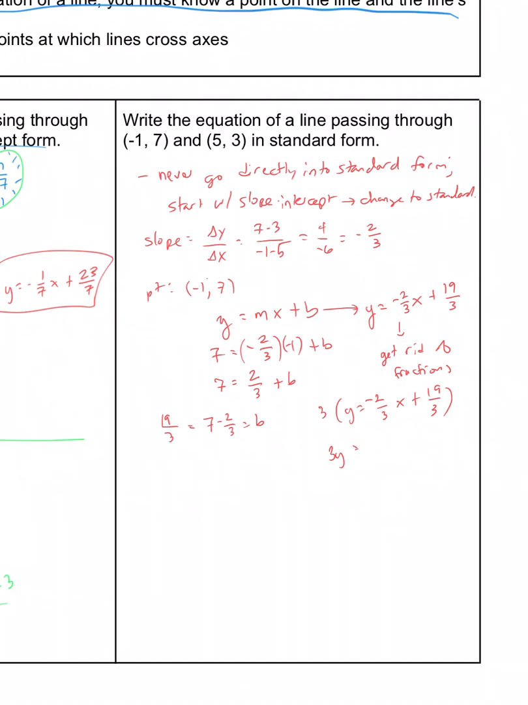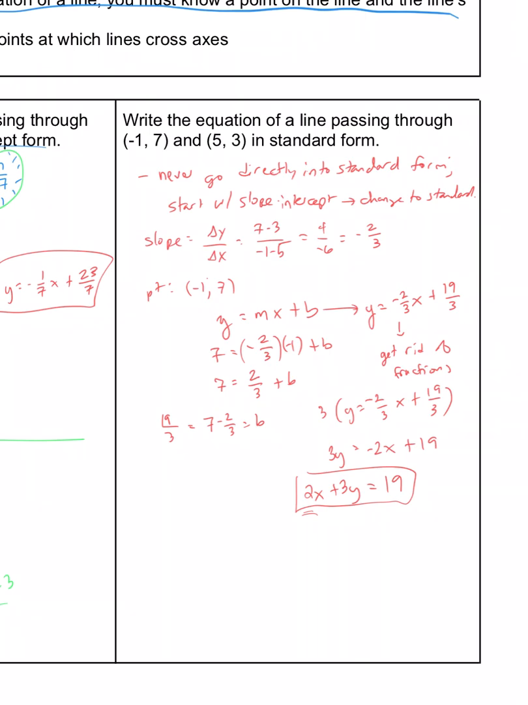3 times y is 3y, 3 times -2/3 x is -2x, 3 times 19/3 is 19. And then I need to move the x and the y to the same side. So I'm going to add 2x to both sides and make sure my x term is first. Now, some teachers make a big deal about this a term being positive or negative. I don't. The only reason that standard form is really around is because it helps us when we're working with systems of equations, and for that purpose, it doesn't matter if the a is positive or negative. But if you want to make it positive, like it is right now, perfectly fine. But this is now in standard form.